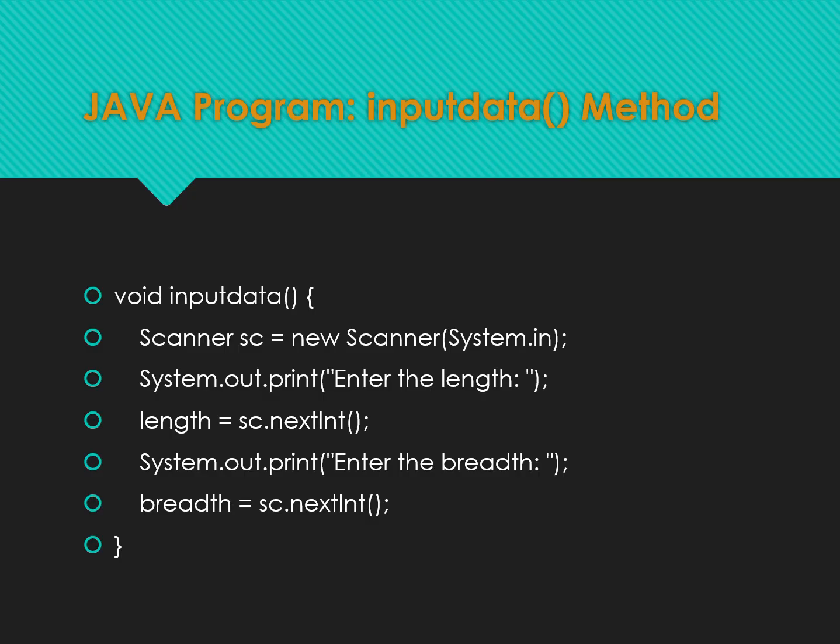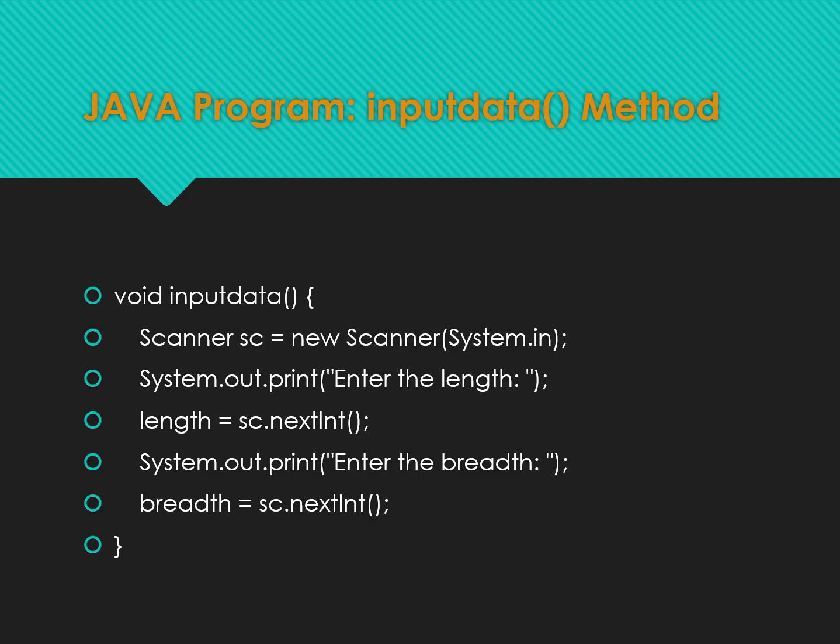Let's take a closer look at the first method in our rectangle class, the inputdata method. This method is responsible for accepting input values for the rectangle's length and breadth. We'll begin by creating a scanner object, named sc. The scanner class is part of Java's utility package, and it allows us to read input from the keyboard. Next, we use System.out.print to display a prompt asking the user to enter the length of the rectangle. The value entered by the user is read using sc.nextInt and stored in the instance variable length. We then repeat the same process for the breadth. The user is prompted again, and the value entered is stored in the breadth variable.